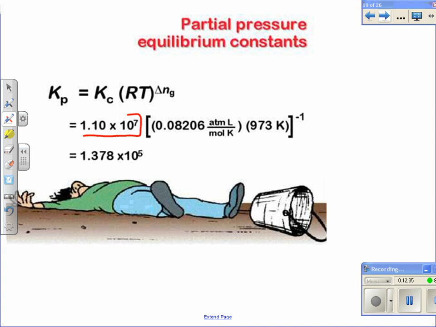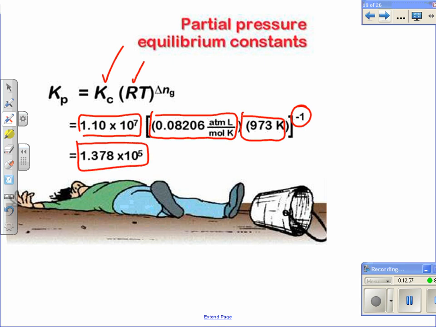So I take the Kc that they gave me and insert it right there. R is just 0.0821 liter atmospheres per mole Kelvin. Temperature is 973 Kelvin. Last but not least, I add the exponent, which again is the number of moles of products that are gases minus moles of reactants. You do your calculations and you convert it to Kp.